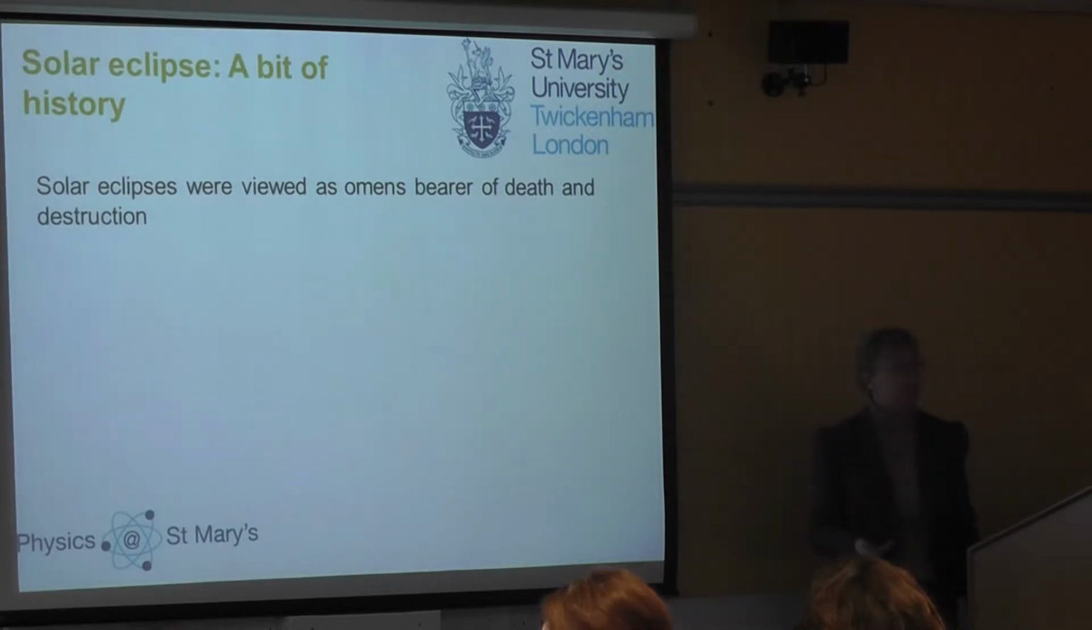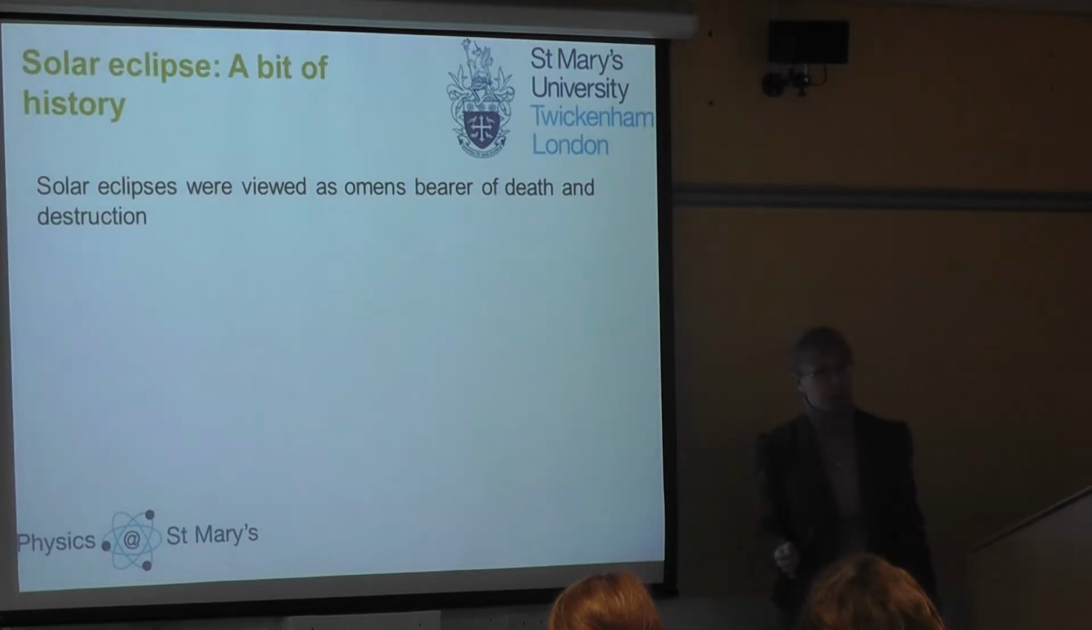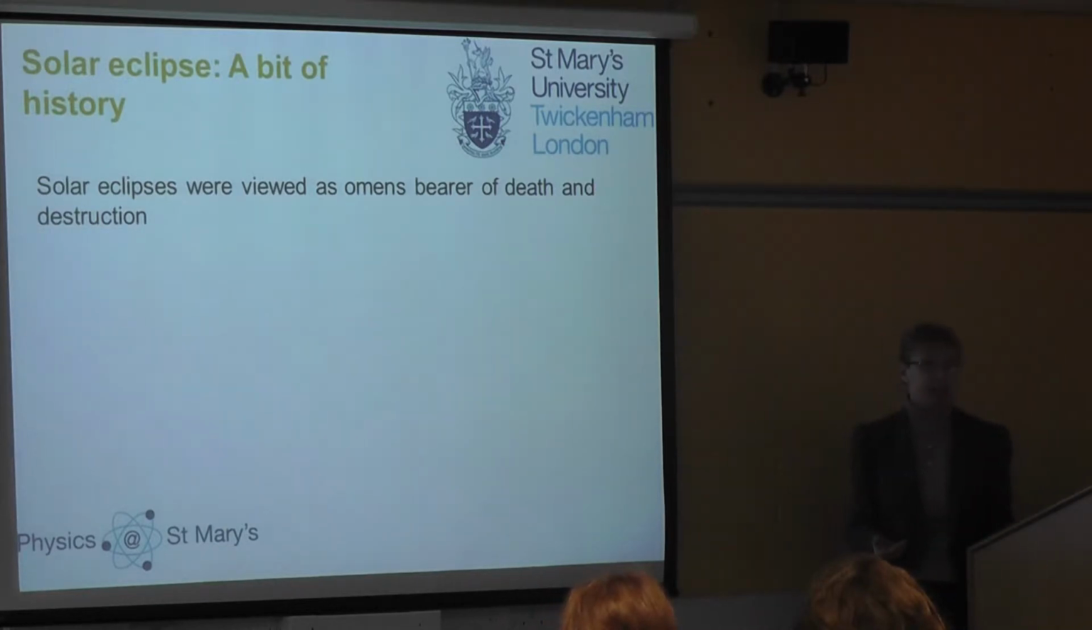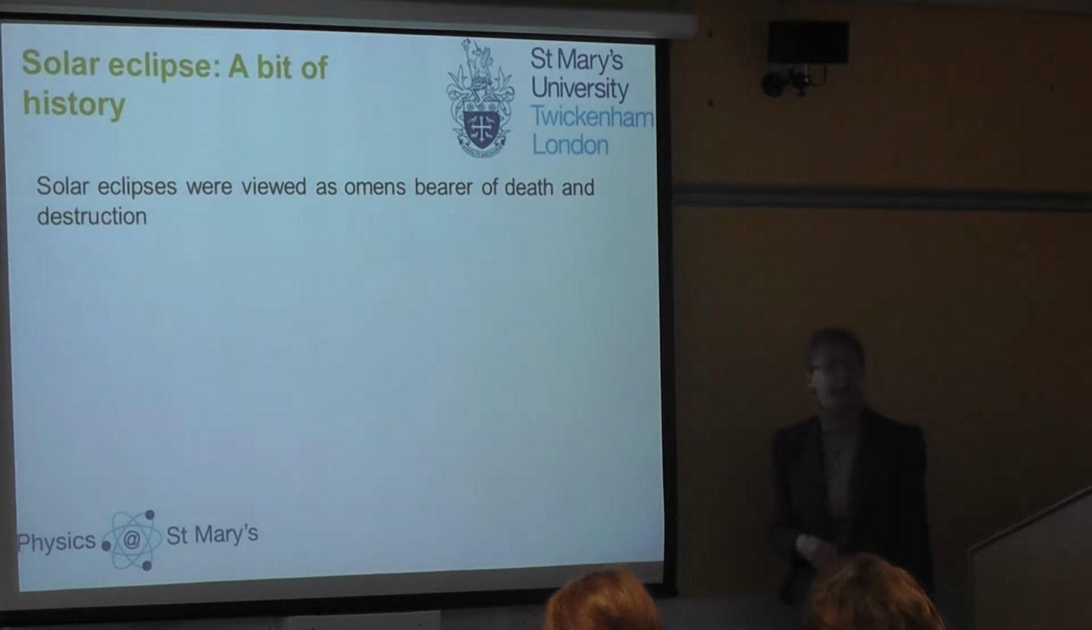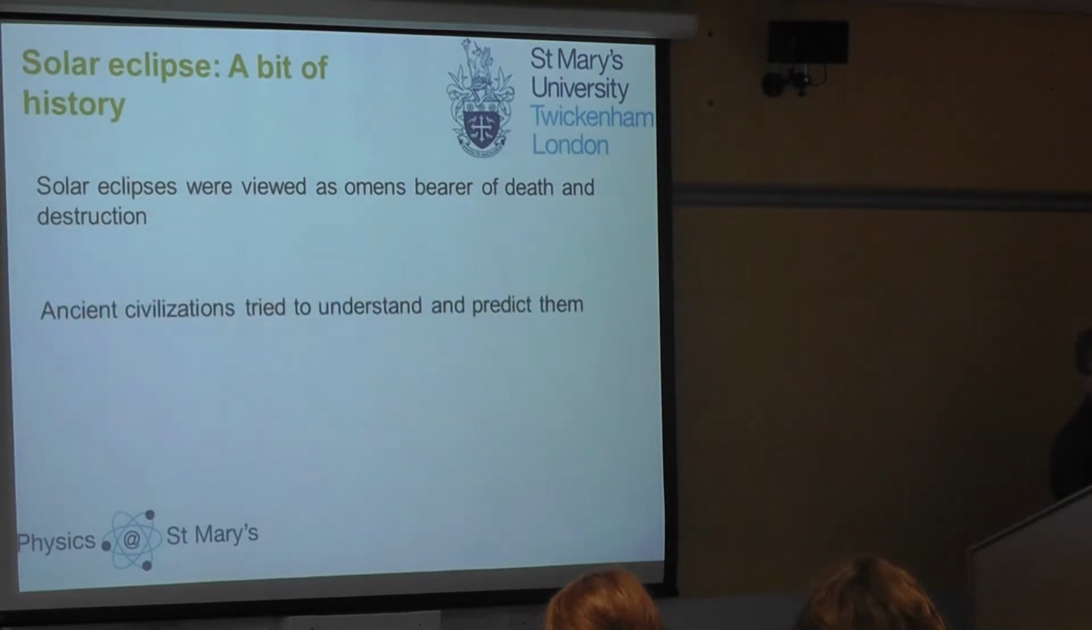Let us see the history of eclipses, in particular solar eclipses. I didn't put the lunar ones here. I can probably mention them, but the examples here are the solar ones. So usually solar eclipses were viewed as bad signs. They were bearers of either bad news or disasters, death, destruction, and so on and so forth. So ancient civilizations really tried very hard to understand them and to predict them.